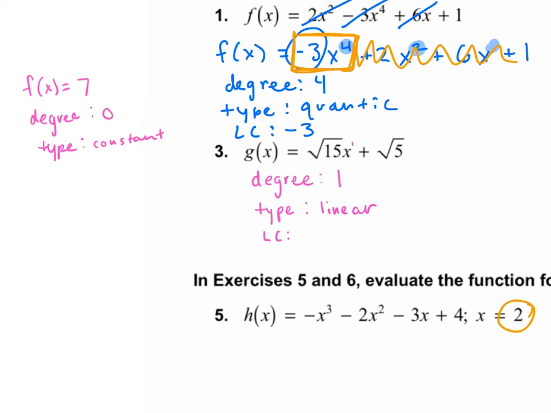All right, and then for number 3, what's our leading coefficient? Square root of 15. So it's just the number in front. So after we put it in standard form, we can ignore everything else behind it. We're just looking at our first term.